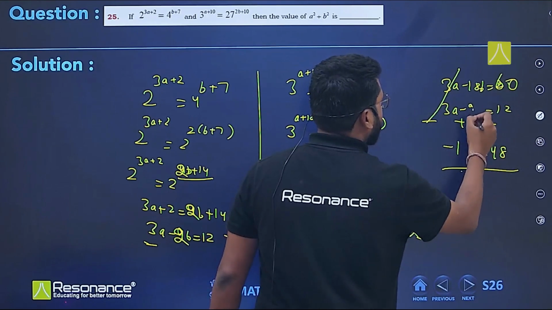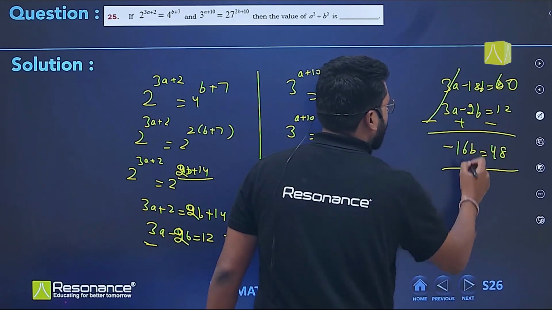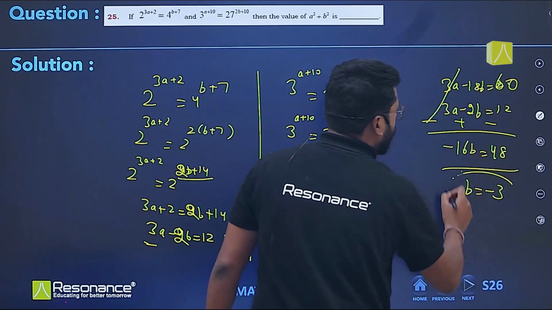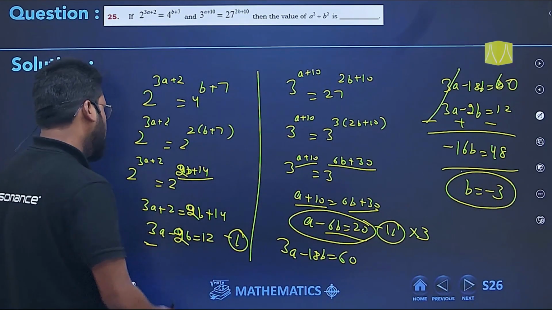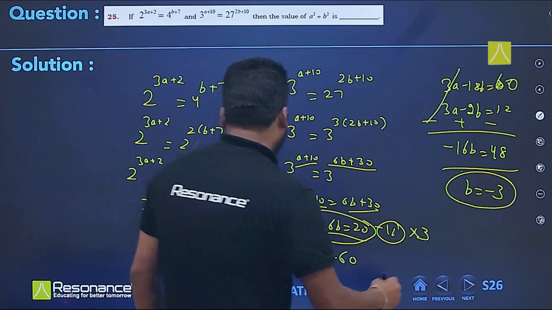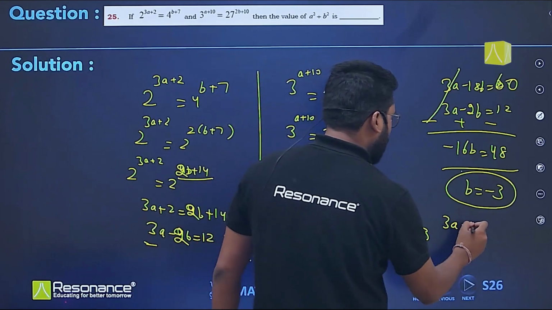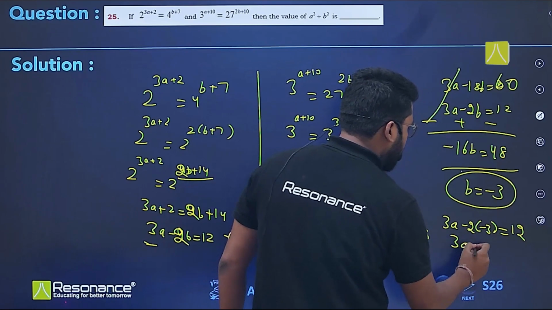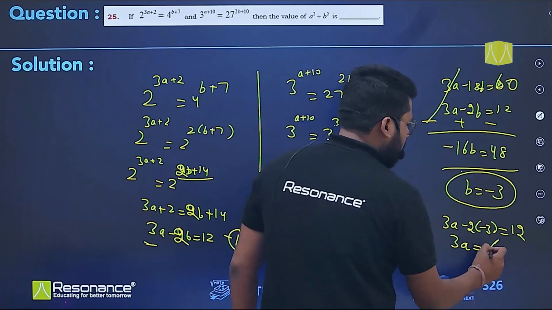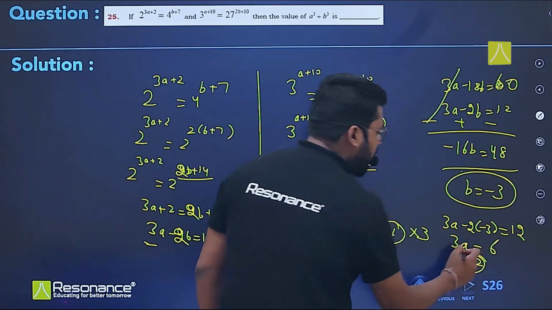So it will be 16b, so b will get as minus 3. Okay. If we take the first equation, 3a minus 2b is 12. So it's 3a minus 2 into b, which is minus 3, equals 12. So 3a will be equal to 6, so a will be 2.